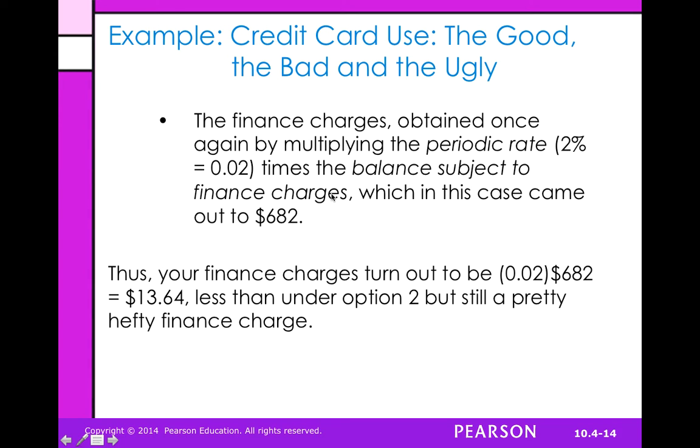And in this case, we get a balance subject to finance charge of 682. And so again, your book will walk you through where you get this number from. So when you take 2% of 682, you get an interest charge of $13.64, which is smaller than the $21 you were going to pay in option 2. But, you know, it's still money that you would like to not pay.